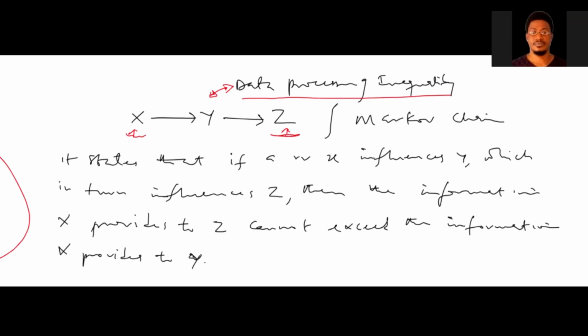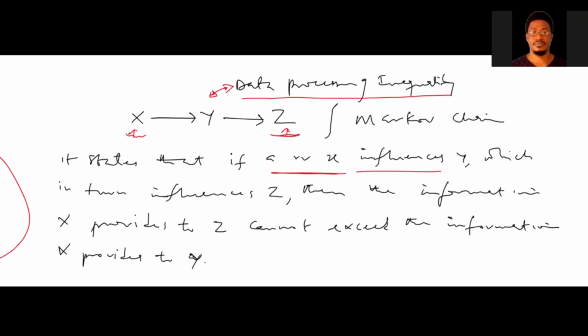Data processing inequality is a fundamental result in information theory, largely because it captures that intuitive idea that processing data cannot increase the information it contains about a given random variable. So the fact that we are processing this data to transmit it to Z does not mean that Z will contain more information about X than Y contains.